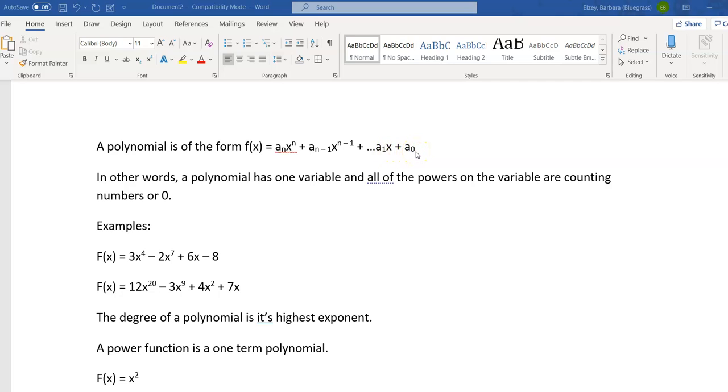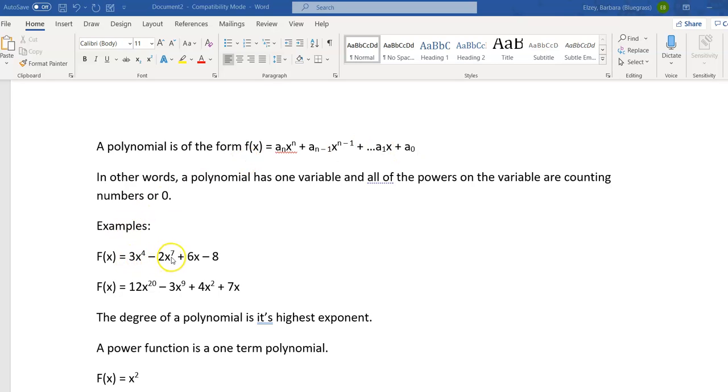And you probably look at that and go, well, I don't know what that means. So here's the thing to look for when you're looking at a polynomial. It's going to have one variable throughout the whole thing, and all of the powers that are on our variable, which will generally be x, are counting numbers or 0. So numbers like 1, 2, 3, 4, 5, and 0. Okay, so let's look at some examples.